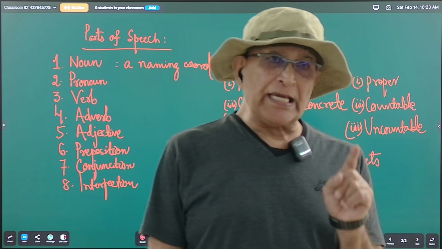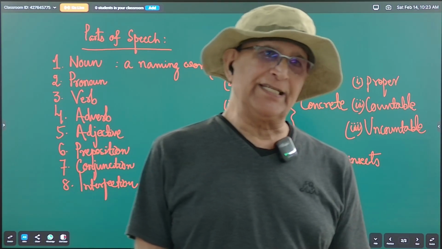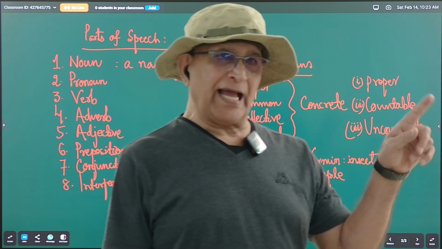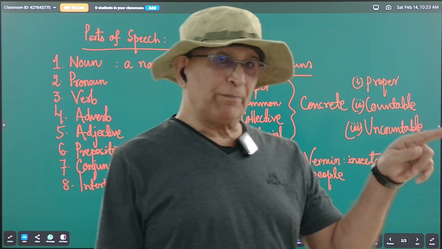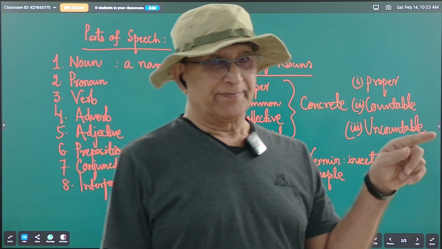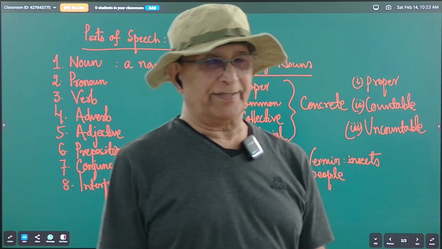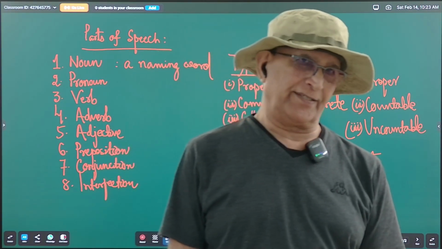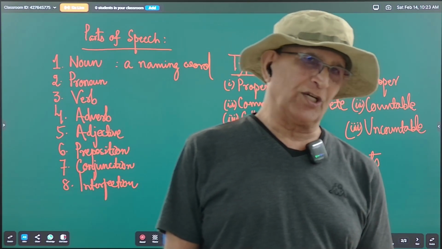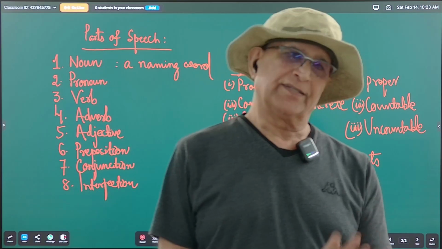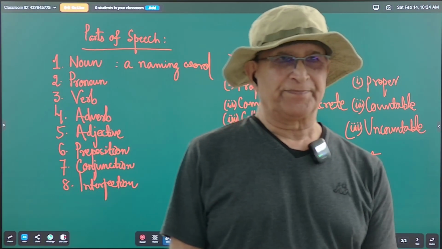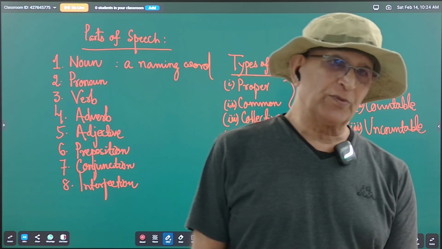If you use a pair of trousers, it becomes singular. A pair of trousers is hanging on the wall. Trousers are hanging on the wall. Trousers are dirty. Trousers are clean, neat, like this. So here, only trousers, plural. A pair of trousers, it is singular. I hope you understood this.